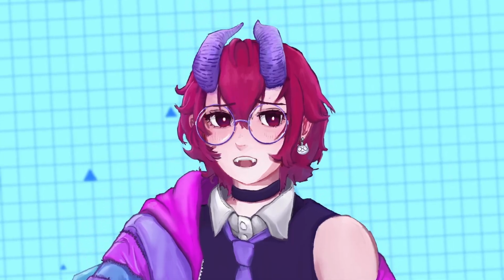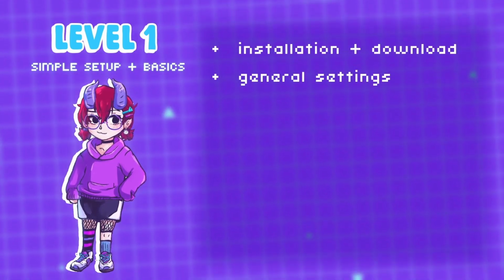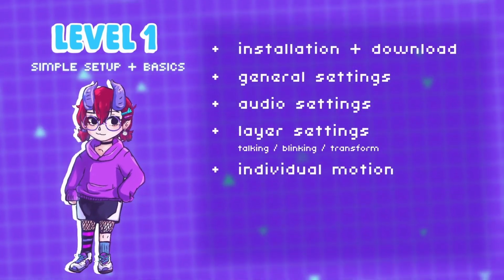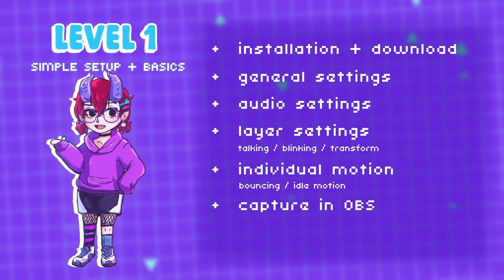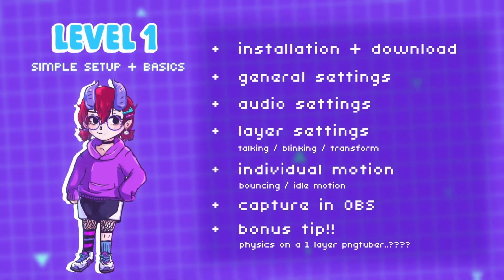To more directly tell you what's ahead, I'll show you the topics I have in mind for each level of the tutorial. Level 1 will cover installation, general settings, audio settings, adding a layer, layer settings like talking, blinking, and transform, individual motion, aka bouncing and idle motion, capture in OBS, and a bonus little exercise that you can add to the simple 1-layer model to actually introduce you a little bit to physics.